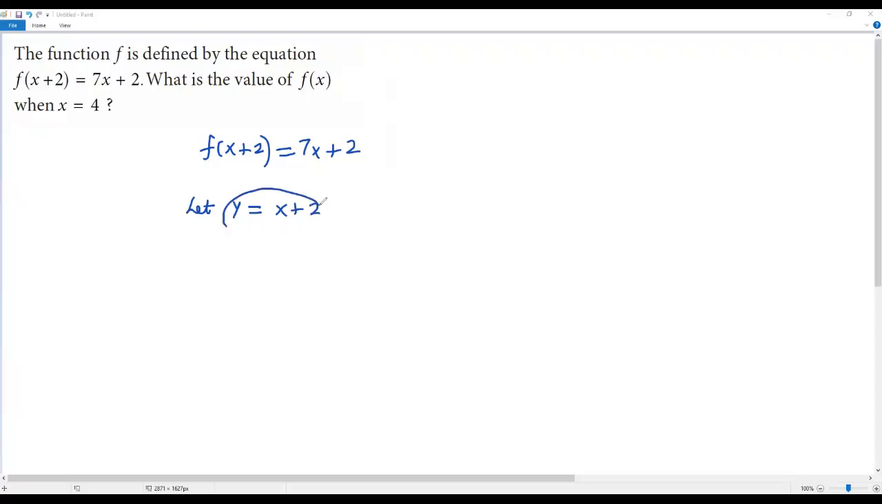Also we have to solve for x in terms of y in this equation. For that, I have to subtract 2 from both sides. When I subtract 2 from both sides, I get y minus 2 equals x. So I have solved for x in terms of y.